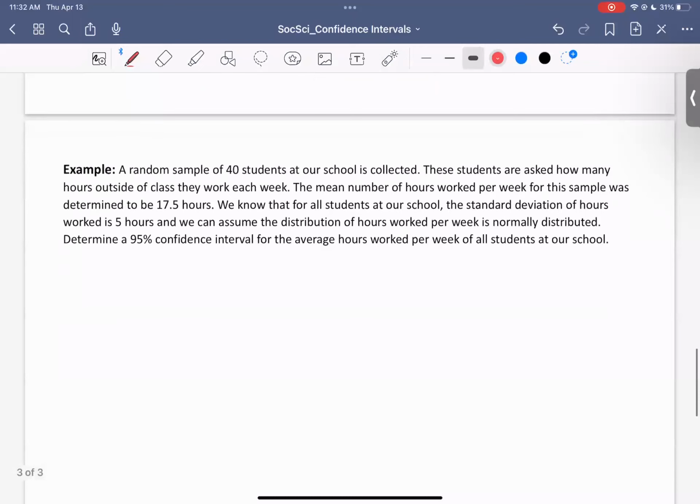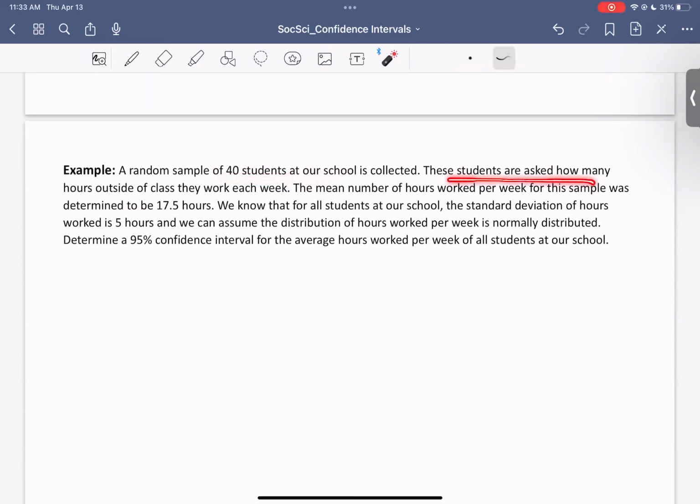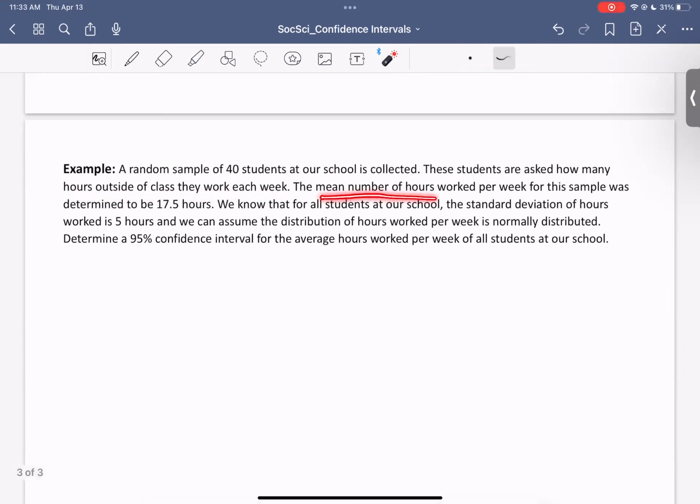All right, so in this example, we are told that a random sample of 40 students at our school is collected. These students are asked how many hours outside of class they work each week. The mean number of hours worked per week for this sample was determined to be 17.5 hours. We know that for all students at our school, the standard deviation of hours worked is 5 hours. And we can assume that the distribution of hours worked per week is normally distributed. Determine a 95% confidence interval for the average hours worked per week of all students at our school.